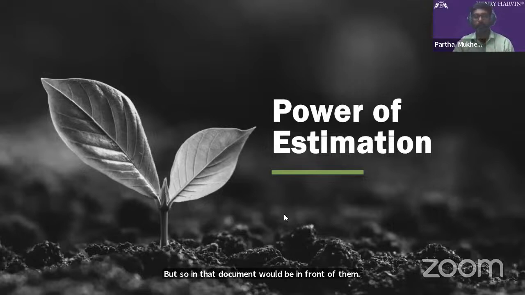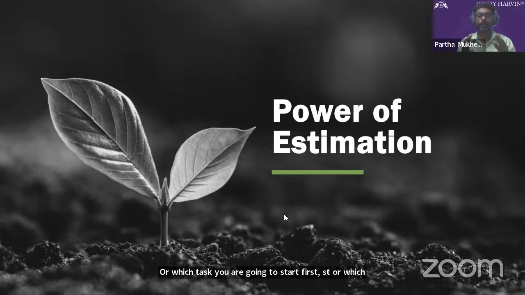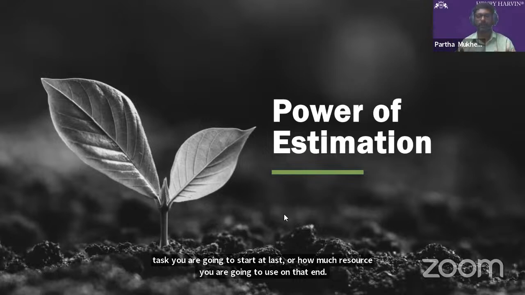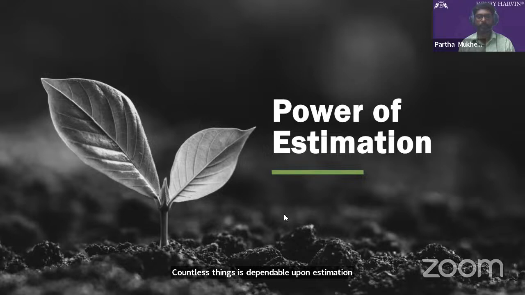Decision making. One of the main jobs of a project manager is taking decisions throughout the project. So estimations are the base to make a decision on whether to start a project or stop the work of the project, or which task you're going to start first, or which task you are going to start last, or how much resource you are going to use on that, and countless things depend upon estimation when it comes to decision making. Okay, so these are the things through which we can understand the power of estimations, right?